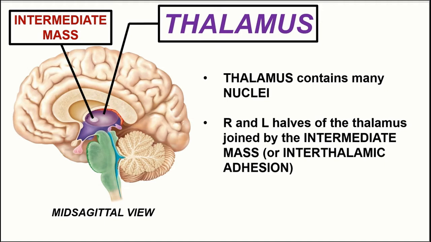We also see that because the thalamus has a right and a left half, we have a small bridge of tissue that joins the right and left halves. This bridge of tissue is usually called the intermediate mass of the thalamus. It's also sometimes referred to as the interthalamic adhesion.